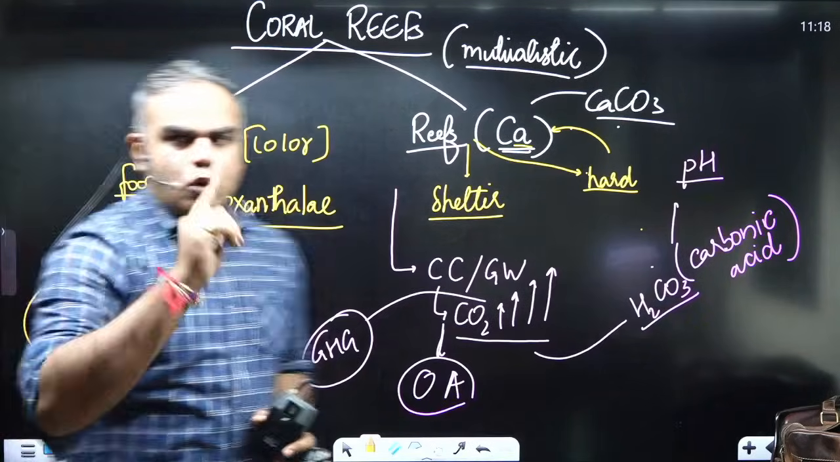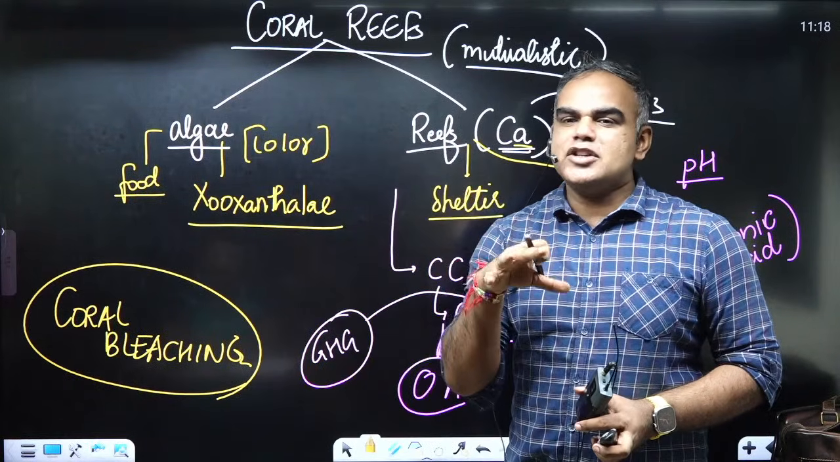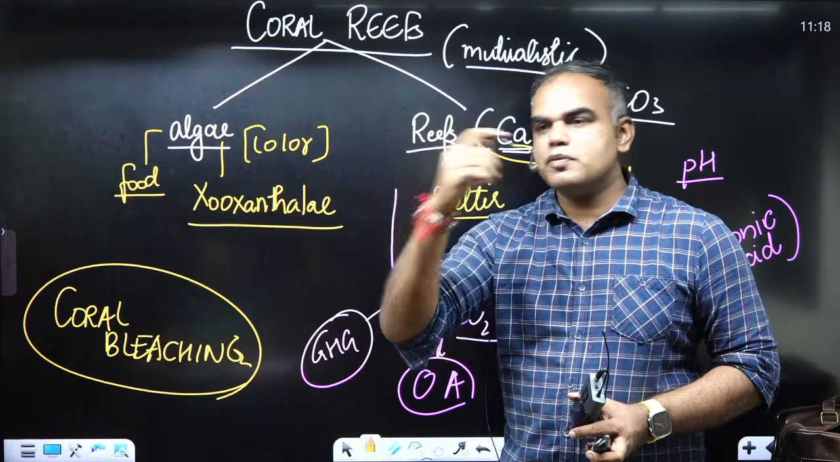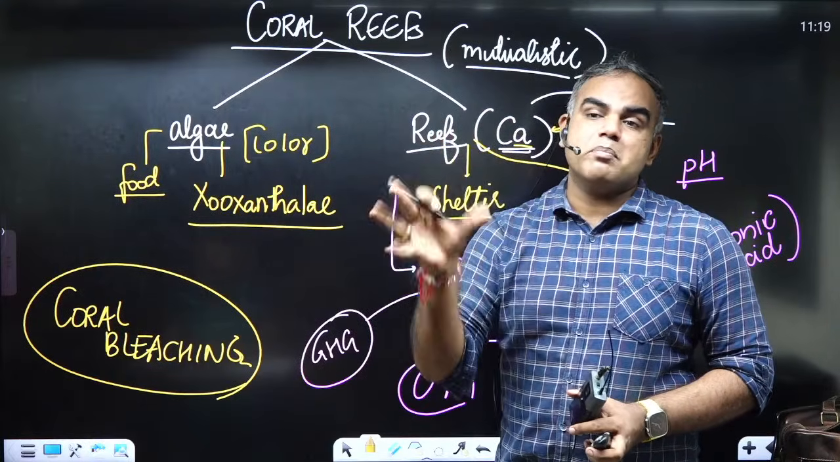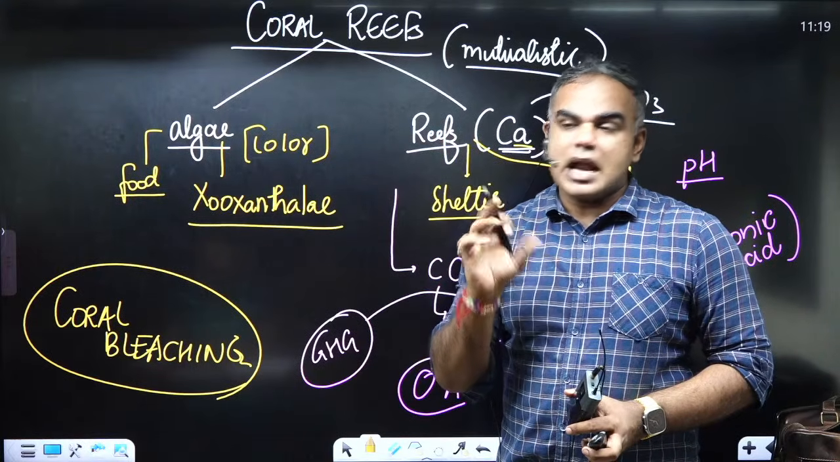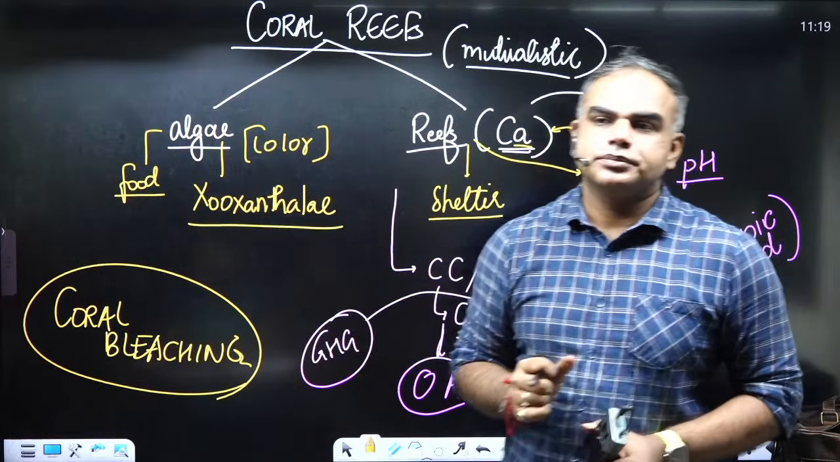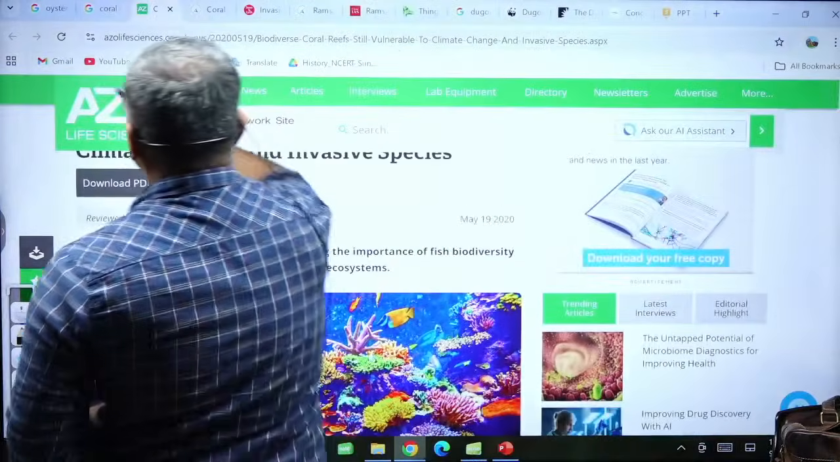Now, I showed you the image, everything was looking very colorful. You know what is a bleach? Sometimes people use bleach, but normally when bleaching is done, these colorful corals can become white, they can also become black. And why does that happen? Because the algae is dead or lost.